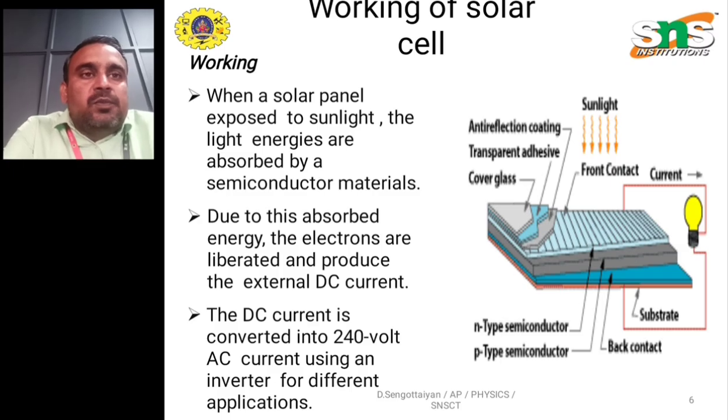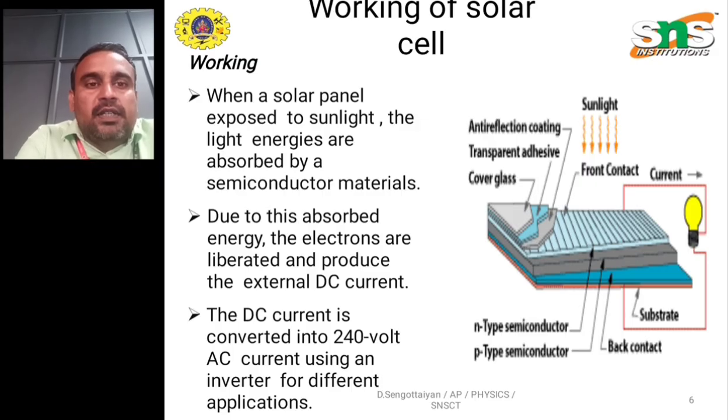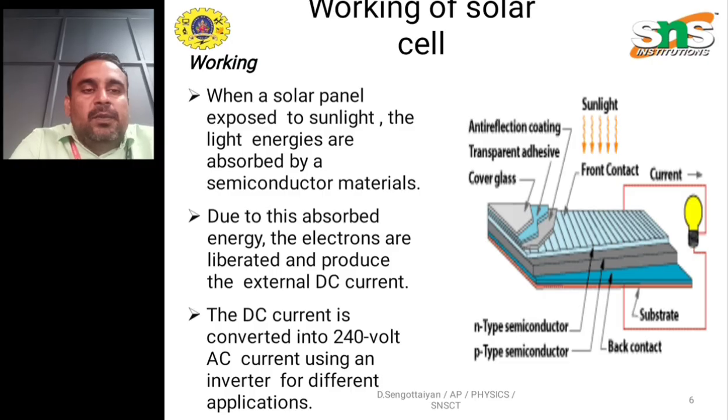Then the working principle of solar cells. When the solar panel is exposed to sunlight, the light energy is absorbed by the semiconducting material. Then the light energy passes through the electrolyte or junction. Due to the absorption of energy, the electrons are liberated and produce external DC current. The DC current is converted into 240 volt AC current using an inverter for different applications. So the basic principle is the photovoltaic effect, that is, light energy is converted to electrical energy.